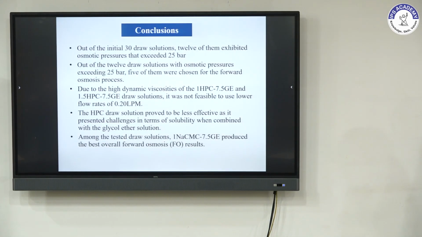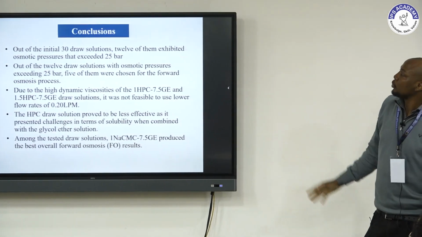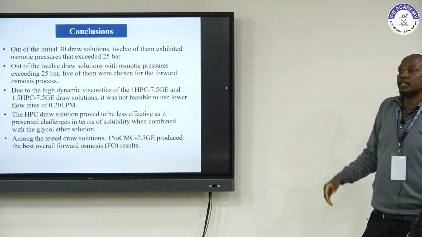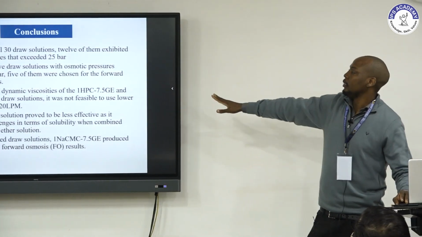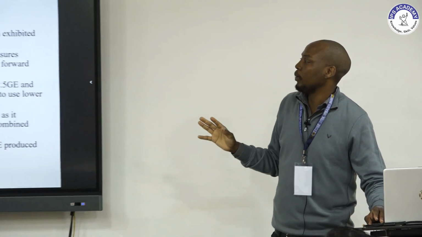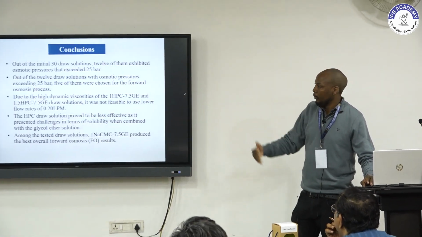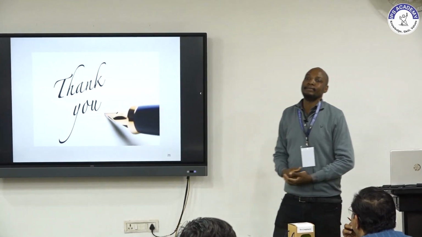Then in conclusion, out of the initial 30 draw solutions, 12 had osmotic pressures exceeding 25 bar. From those we chose 5. Then from those 5, the one with 1% sodium carboxymethyl cellulose combined with 7.5 mole of the glycol ether is recommended for further use. Thank you.